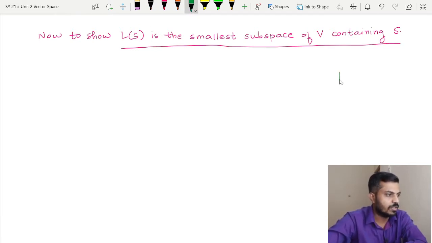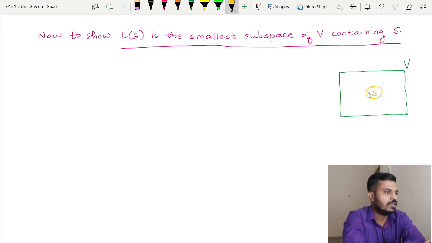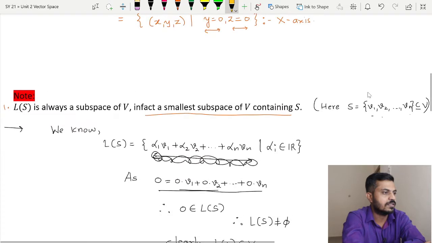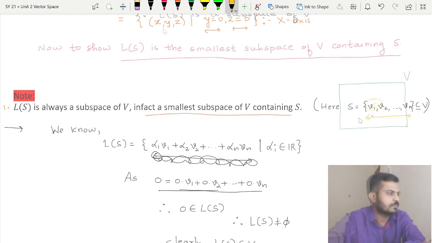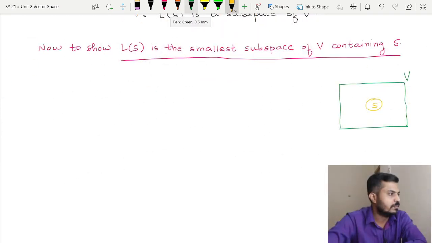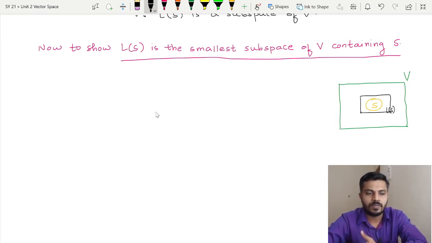So I will draw a diagram over here so that the idea will be clear. This is our vector space V, let us say, and S will be somewhere here. Let us say this is our set S. Take a note that our set S contains the vectors V1, V2 up to Vn, and this is our L of S. So it is very clear that S is a subset of L of S, no issues with that.